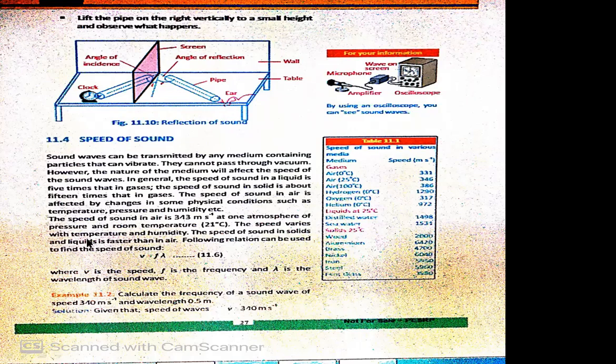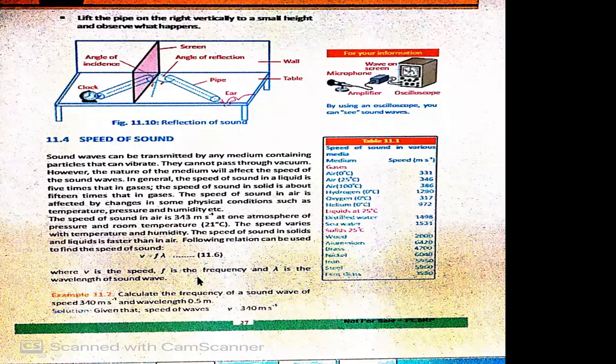The following relation can be used to find the speed of sound. We can use the equation v is equal to f lambda, where f is the frequency and lambda is the wavelength. So v is the speed. We can find the speed of sound with this formula v is equal to f lambda, where v is the speed, f is the frequency, and lambda is the wavelength of the sound wave.